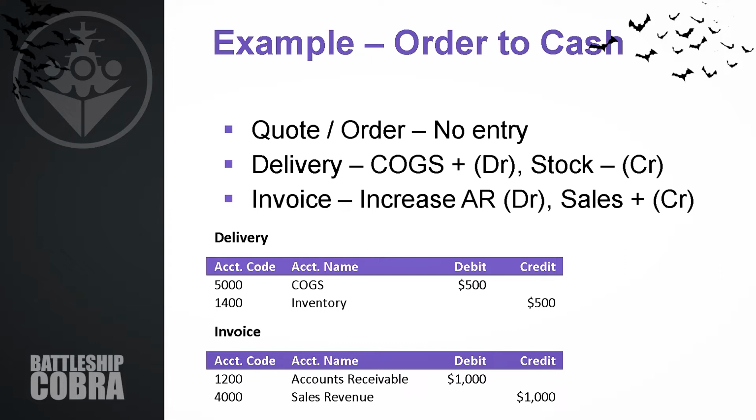Delivery, COGS, debit, $500, inventory, and that's a 5,000 level account. Inventory is a 1,000 level account, and we're going to decrease it with a credit. The invoice increases your accounts receivable by 1,000, and it increases your sales revenue, which is a 4,000 level account, by 1,000 too. So let's take a look at this in the system.